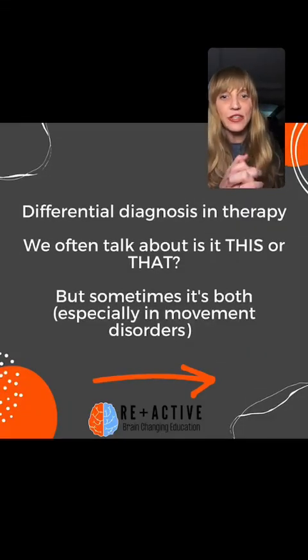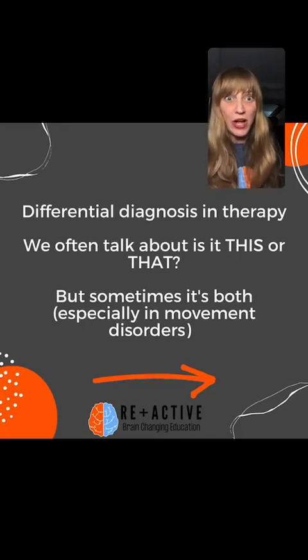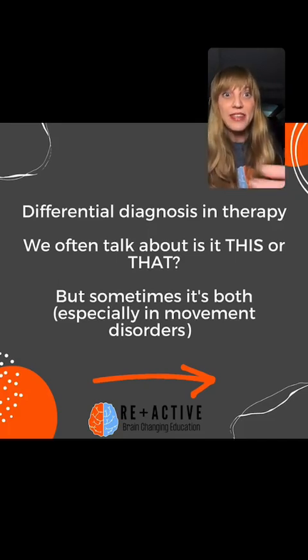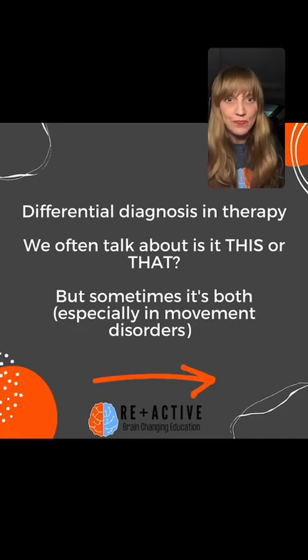So this is the post from today, Differential Diagnosis in Therapy. By the way, I'm not a neurologist, so I'm not actually making a diagnosis. As a therapist, though, I'm screening to ensure that the diagnosis matches. And so oftentimes when we're screening, we're going, well, is this Parkinson's or is it not? But sometimes it's actually both. This happens a lot in neurology, a lot for physical therapists, and I think particularly in movement disorders.